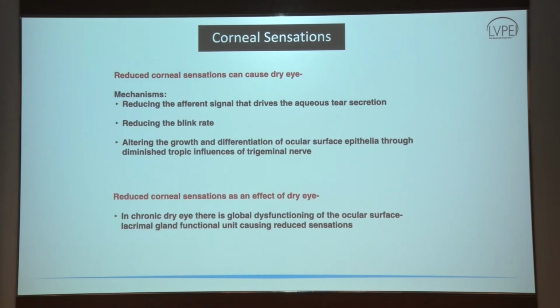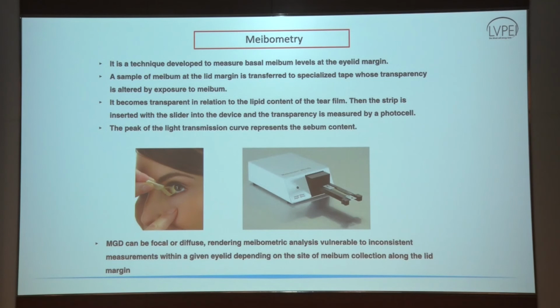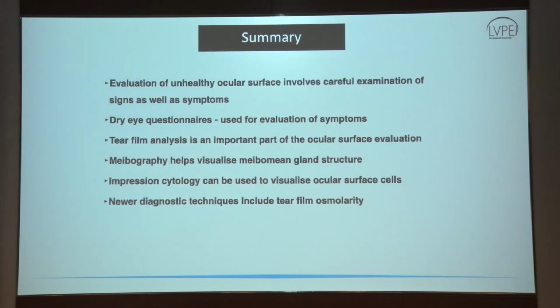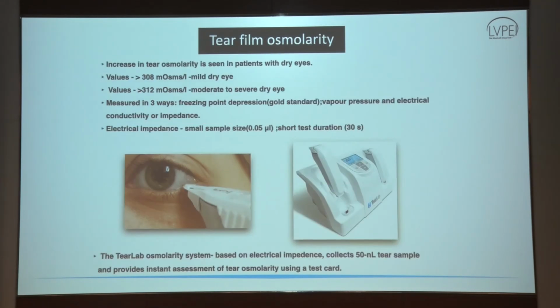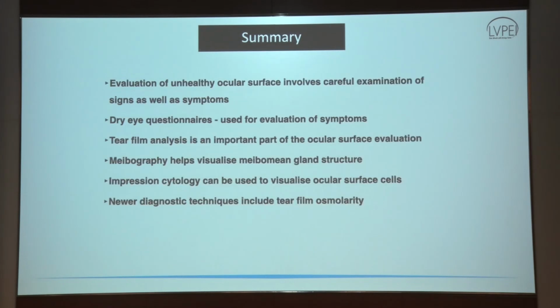And lastly, like I mentioned, corneal sensations are important. They can be both cause as well as effect of dry eye. And I think myometry and tear film osmolarity is something that I can skip.